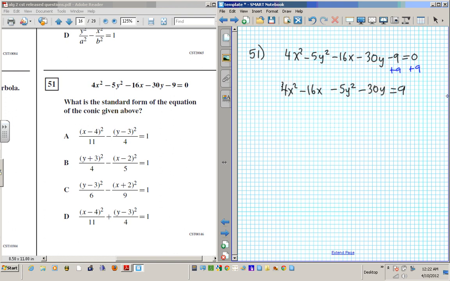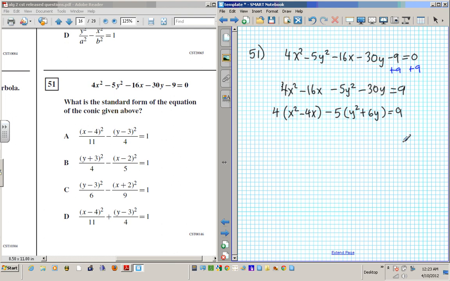So for the x, before I complete the square, I need to make sure that it's easy for me to root the first term. So I'll just factor out 4 from the x component. So I'll have 4 times x squared minus 4x. And then on the y side, I'll take out negative 5, so I'll be left with y squared plus 6y, okay, equals 9.